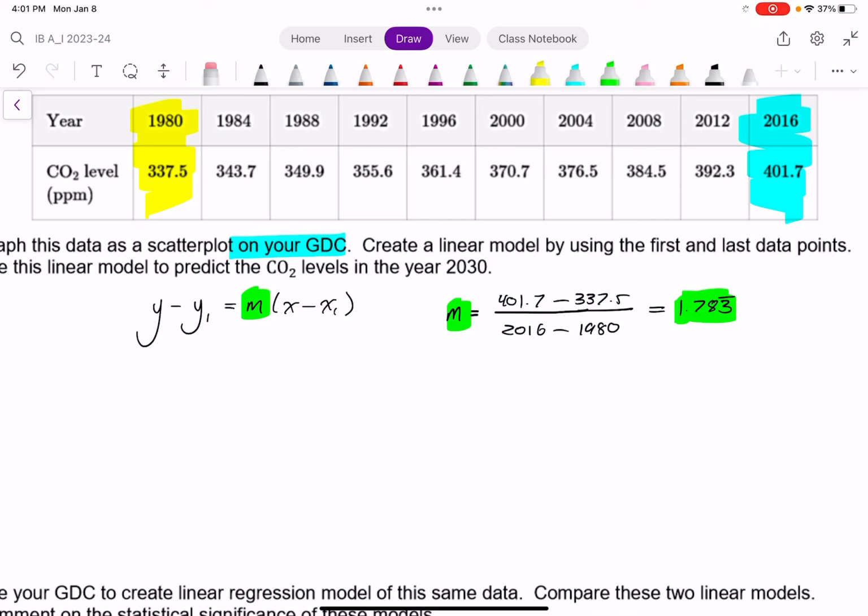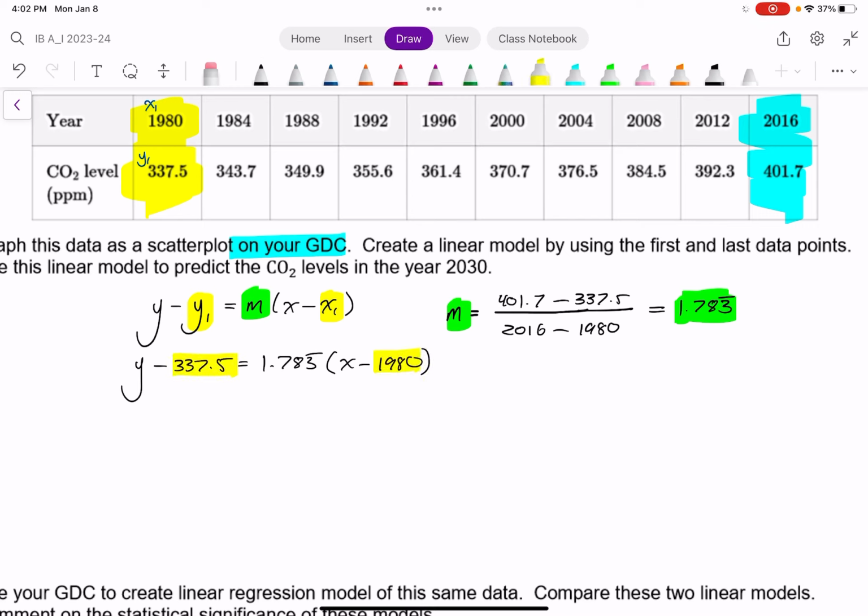And now for the other part of my equation, I just need a point. I got many points. I'm going to use 1980 and 337.5. So I'll think of 1980 as being my x1, this is being my y1. And so my equation becomes this: y minus 337.5 equals 1.783 repeating, I'll be as exact as possible, times x minus 1980.